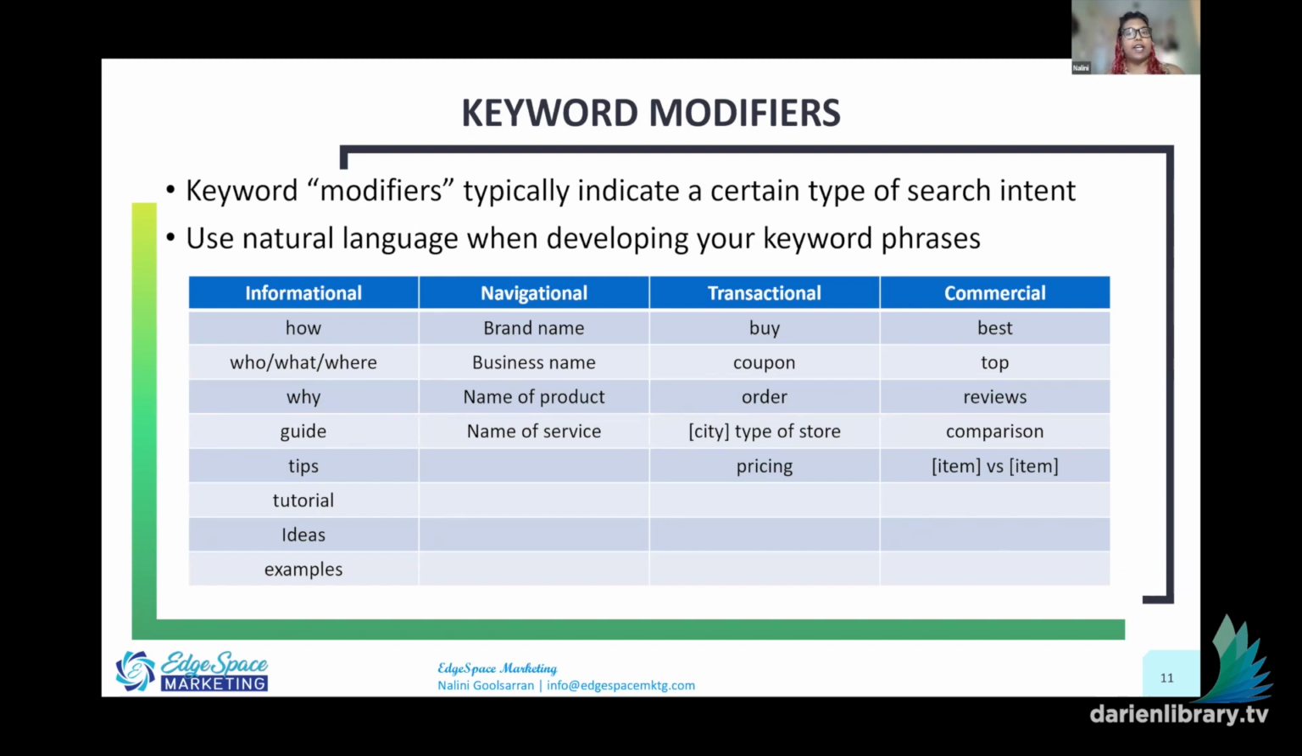On the commercial side, you have keyword modifiers like best, top, reviews, comparison, this versus that. These are just typical examples. They're very, very broad. You're going to need specificity in that space. But these modifiers either go before or after your service or your product or your business type. It's a way to help you figure out how to generate your keyword list.